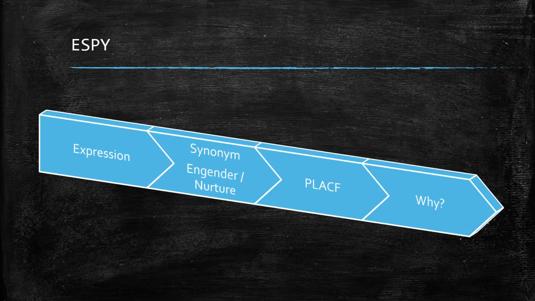So, that system, ESPY: expression, synonym, PLACF, Y. If you can connect an expression from your tradition using a synonym for engender and nurture from PLACF and explain how that particular expression does that part of PLACF, you are well on your way to being successful.